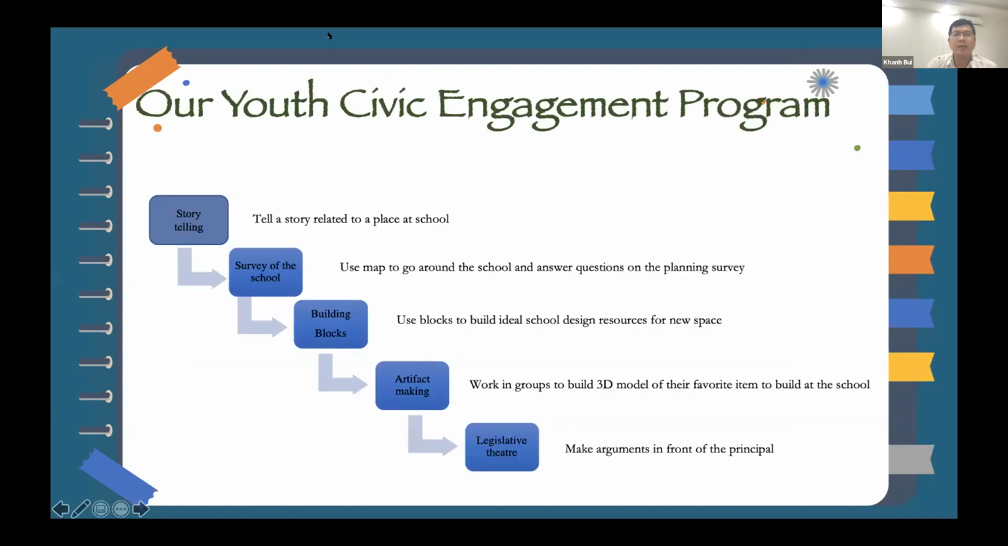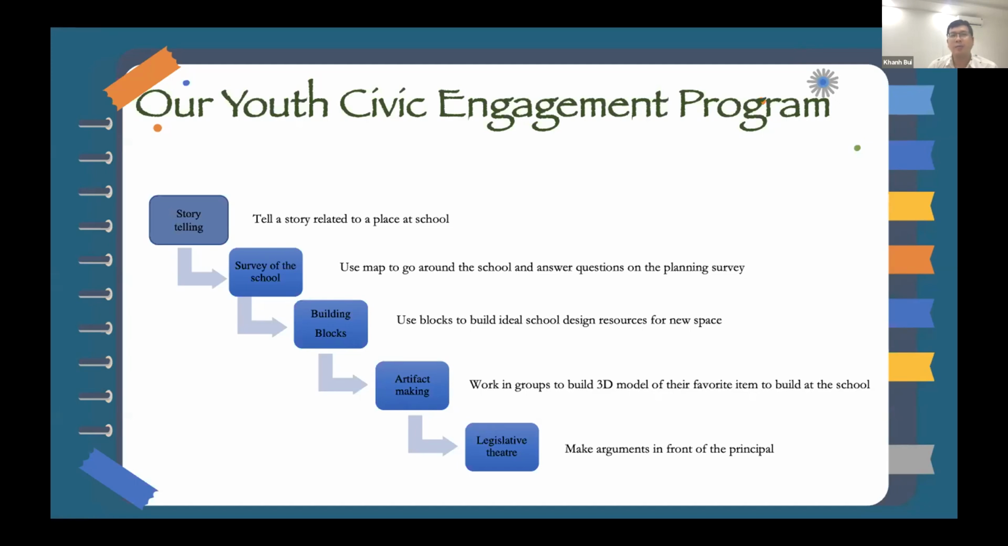So before we go on, let me tell you a little bit about our program. We call it the Youth Civic Engagement Program. As you can see here, there are 5 modules in the program. The first one is storytelling. When students join the program, they tell a story about the school. That means what they like, what they don't like about the school, and some kind of improvement that they need in order to make the school better.